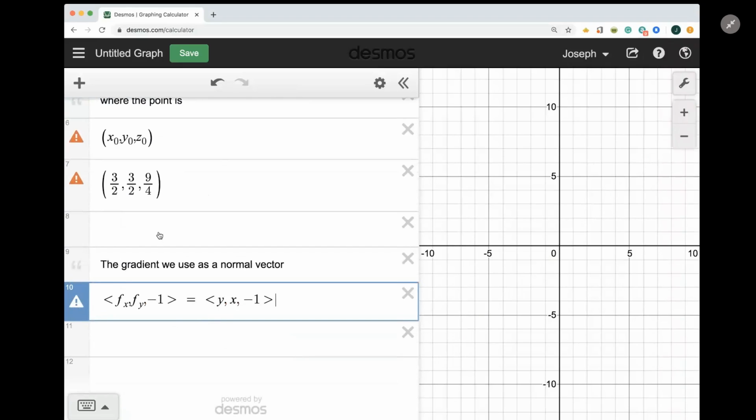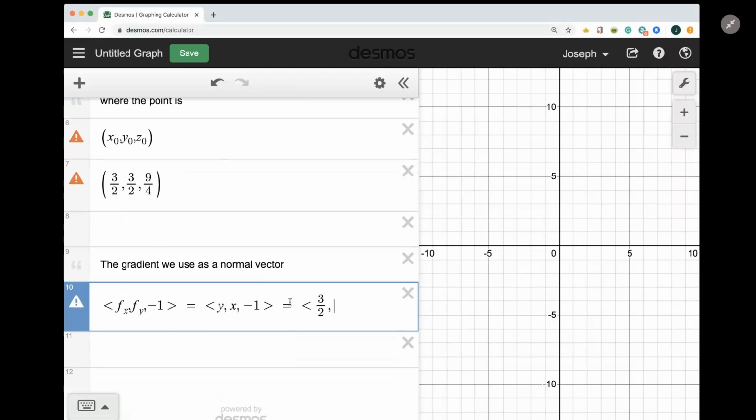And I chose up here 3/2 for x and for y. And so using this formula, I plug in for y, I get 3/2. Plug in for x, I get 3/2. And for z, I don't plug in, -1 is -1. So this is our normal vector.